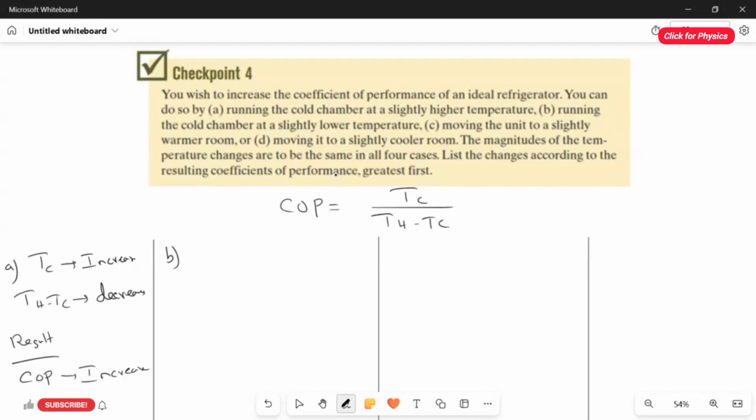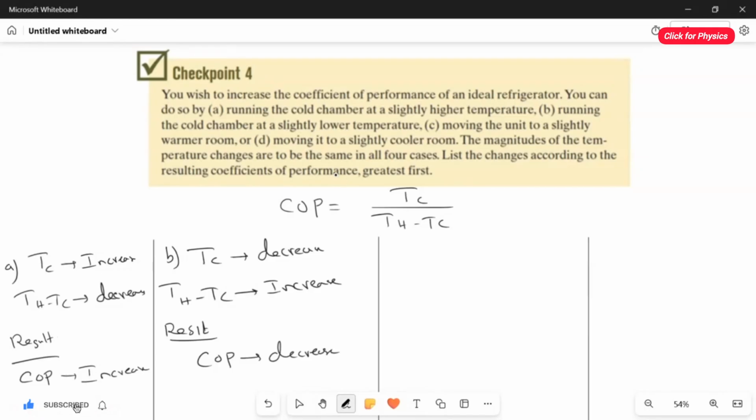Let's come to the second point. What is given in the second point? Running the cold chamber at a slightly lower temperature. That means this time we are going to decrease the Tc value. When you decrease this value, the denominator Th minus Tc will increase. So you can see the top has the smallest value and the bottom has the highest value. The result for this condition is that the coefficient of performance will decrease. Clear?